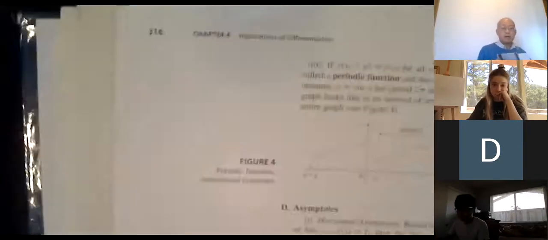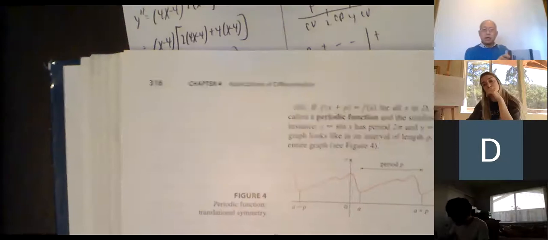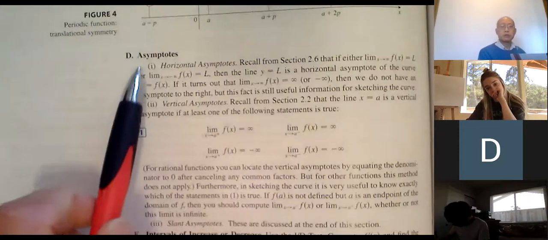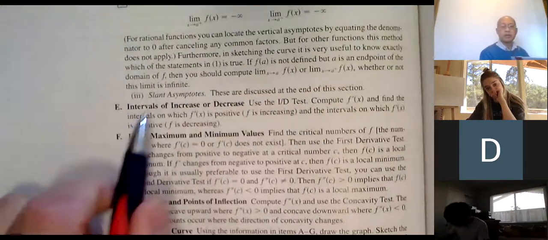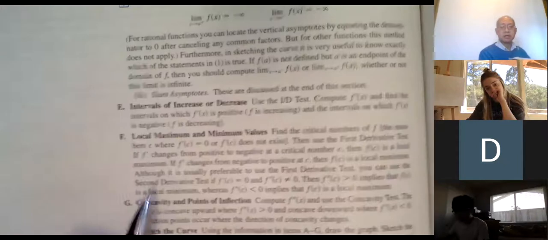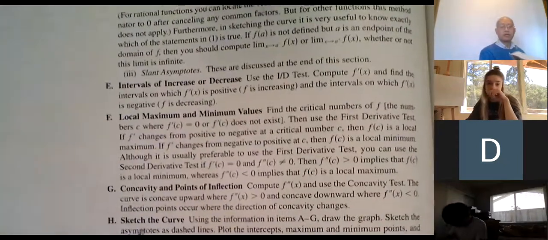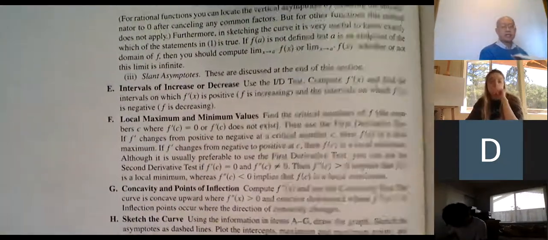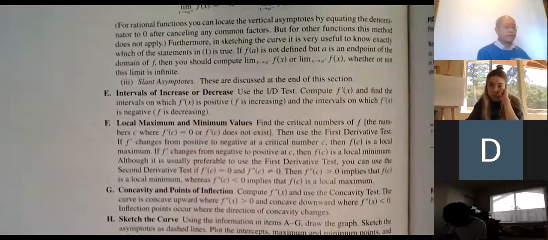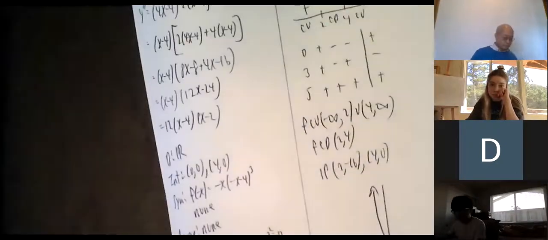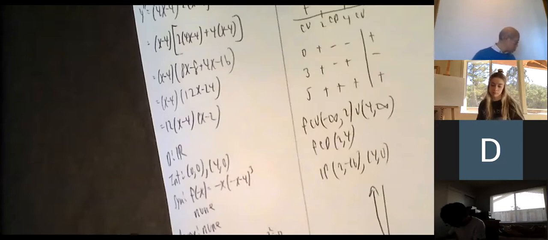Then on page 316 here, 316, the asymptotes, horizontal and vertical asymptotes, intervals of increase and decrease, local max and min, concavity, points of inflection, sketch the curve. Okay, so this is just about everything you can do with a graph, right? The whole works, as it were. All right.